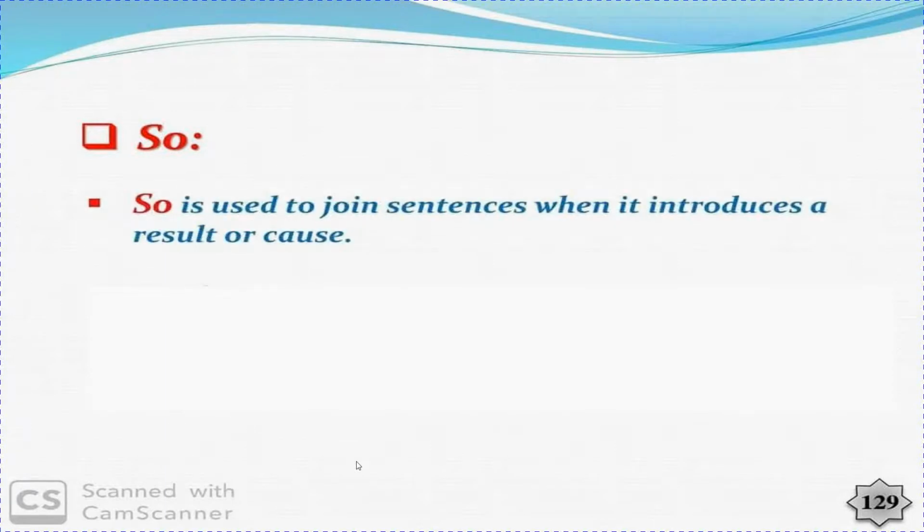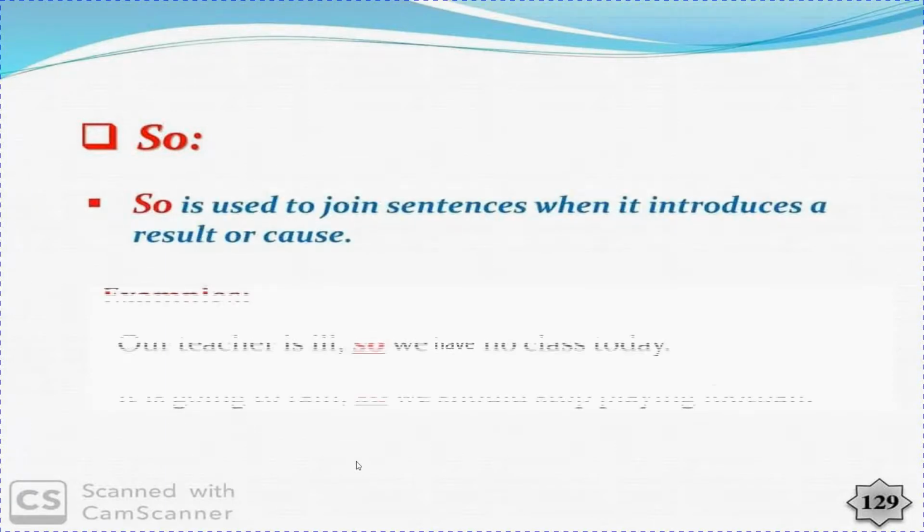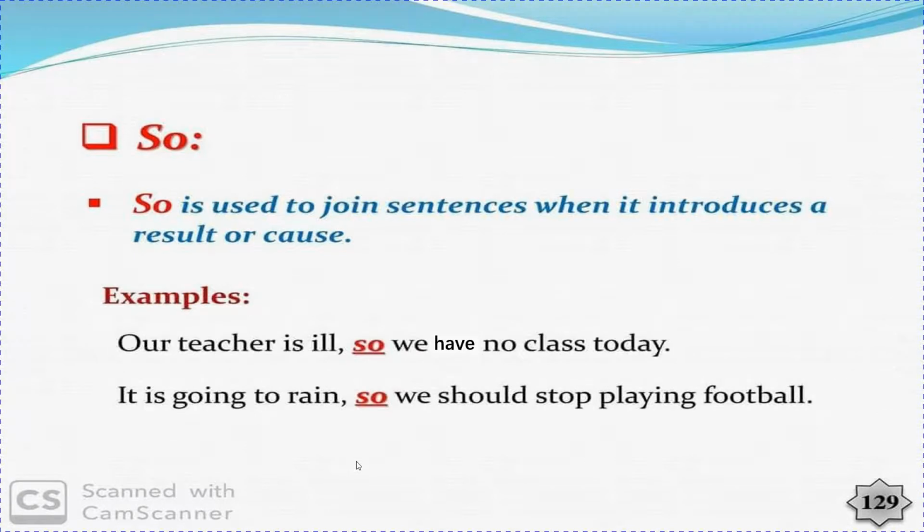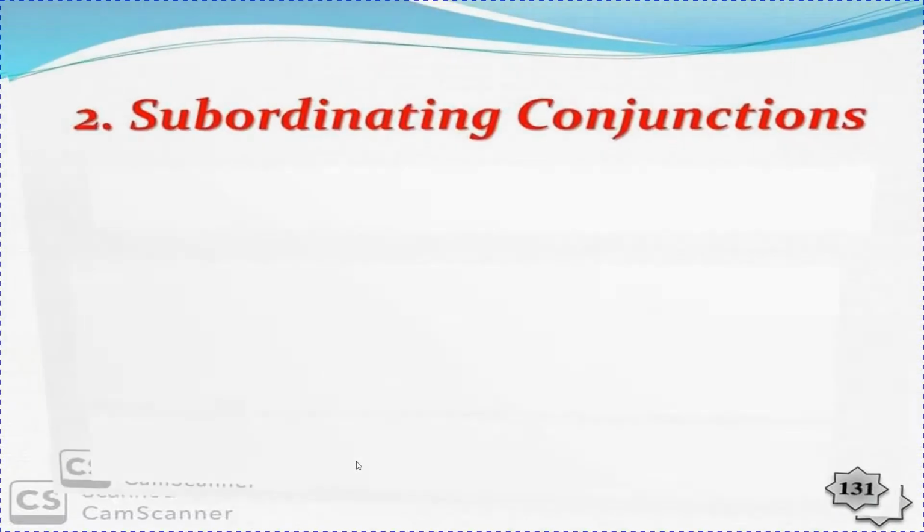The next one is so. So is used to join sentences when it introduces a result or cause, or when it gives a reason. For example, the teacher is ill, so we have no class today. So it is giving a reason, children. It is giving a cause: what happens if the teacher is ill? There will be no class. It is going to rain, so we should stop playing football.